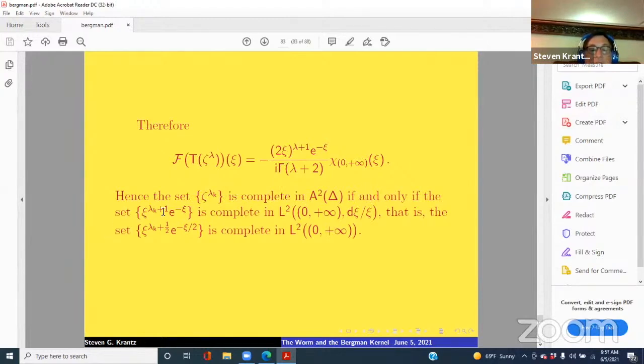c to the lambda k plus 1 e to the minus c is complete in this L2 space, and that is, the set c to the lambda k plus a half e to the minus c over 2 is complete in this L2 space. So now we've reduced the problem to something even simpler, just the simple L2 space with respect to Lebesgue measure.